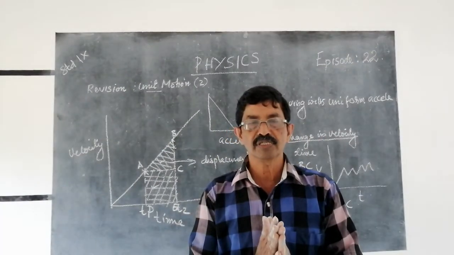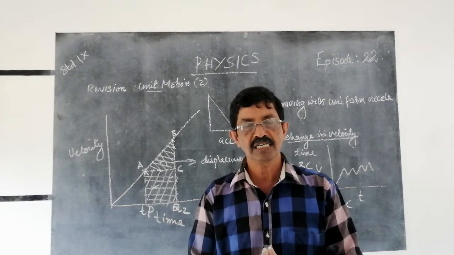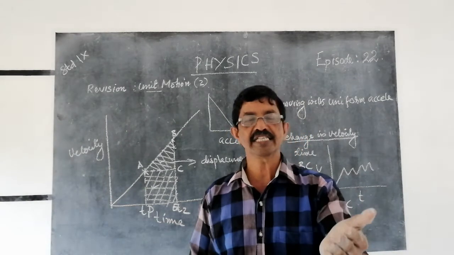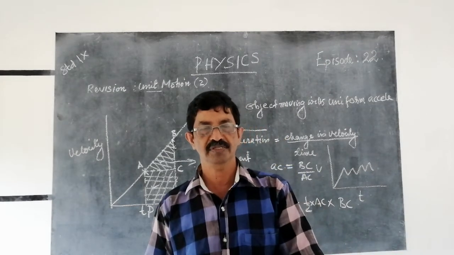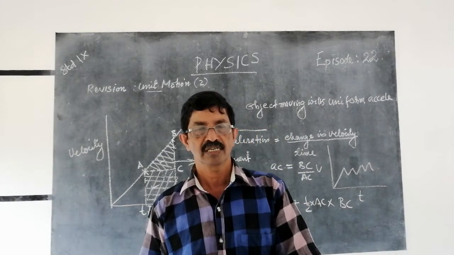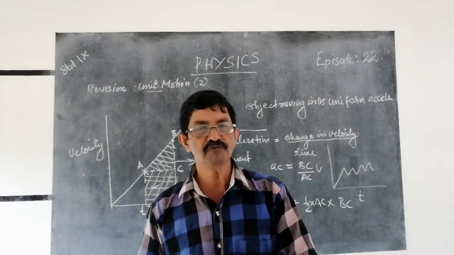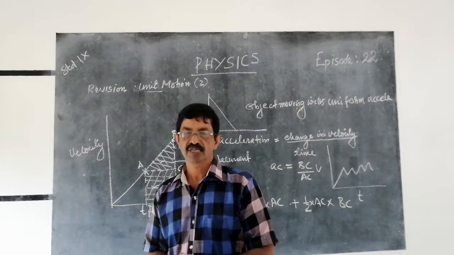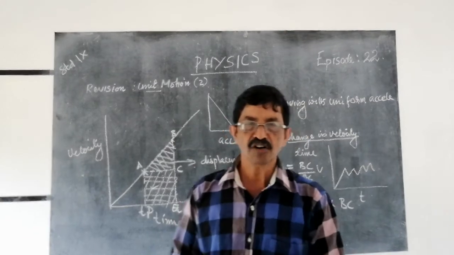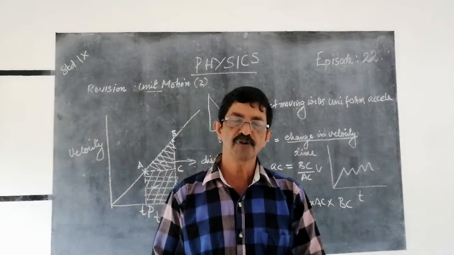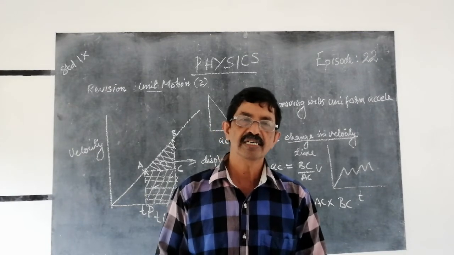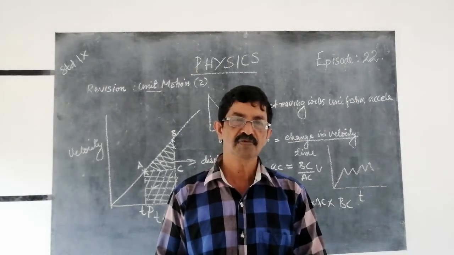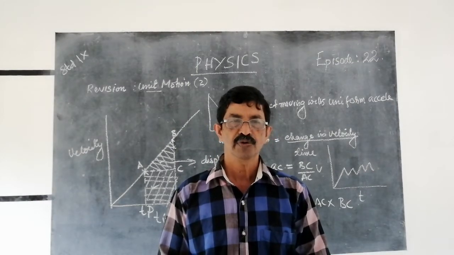Actually, what is a graph? A graph is the representation of given data in the form of a picture. Here we draw graphs of motion with distance and time, and with velocity and time.